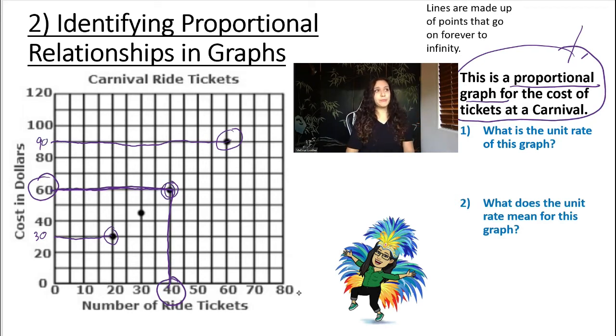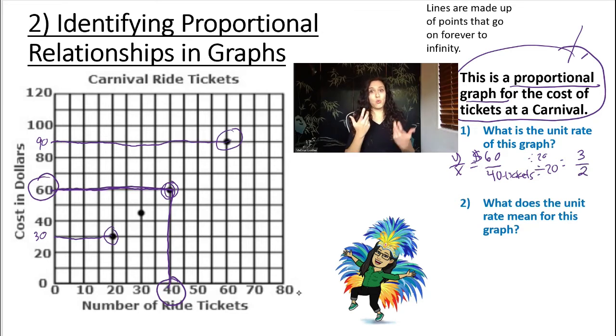So I'm going to do y over x equals 60 over 40. And that is $60 over 40 tickets. So I'm going to divide by, let's see, what can I divide by? Divide by 20. I get 3 over 2. Well, 3 over 2, I don't want an answer like that, so I'm going to have to do some long division here. Let me see, there's not much room over here, so I'll do it right here.